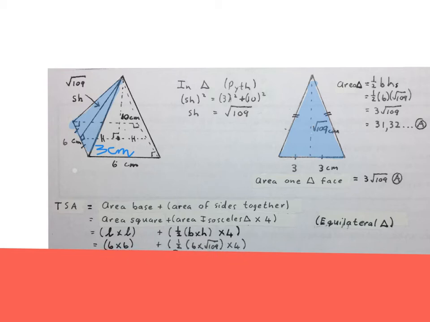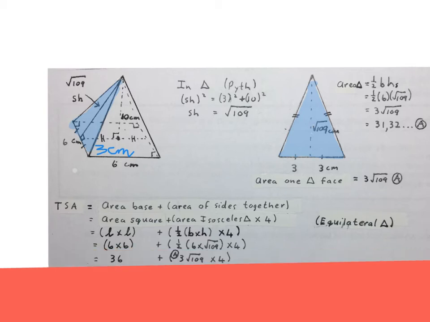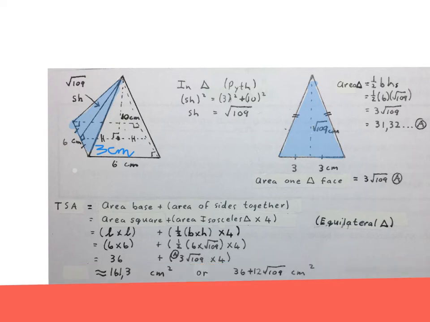I advise you to keep these two values separate and store them separately in your calculator. The area of the base is 36 and the area of the 4 triangles together will be the answer coming out of this. Then the final answer of this question is rounded off to one decimal place. The area of this pyramid will be 161,3 square centimeters. You might see this on your calculator, which is a better but uglier looking answer.